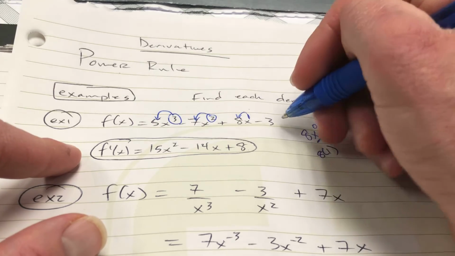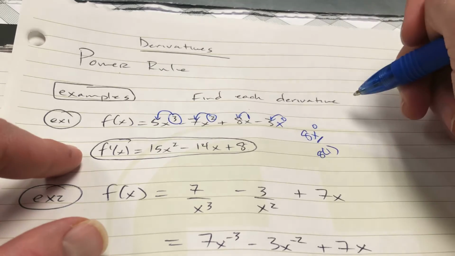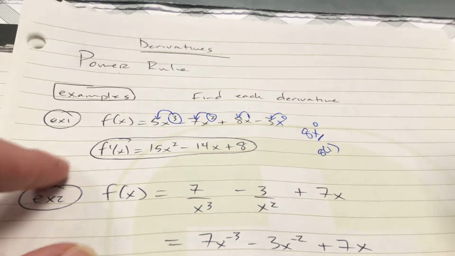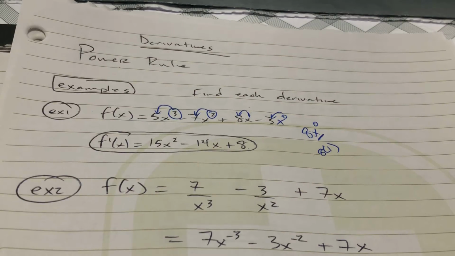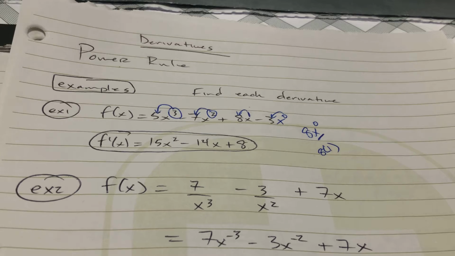And then minus 3, well, think of it as 3 times x to the 0. 0 times negative 3 is 0. So the derivative of any constant, because it has a constant slope, if you graphed y equals negative 3, the slope would be 0. So the derivative of any constant is 0.